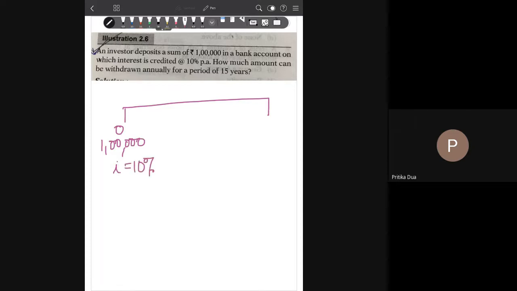What is now asked in the question is that if this deposit is made, how much equal amount can be withdrawn every year for the next 15 years. So whatever be the amount you are withdrawing, the present value of all these amounts will be equal to 1 lakh because this is your deposit.